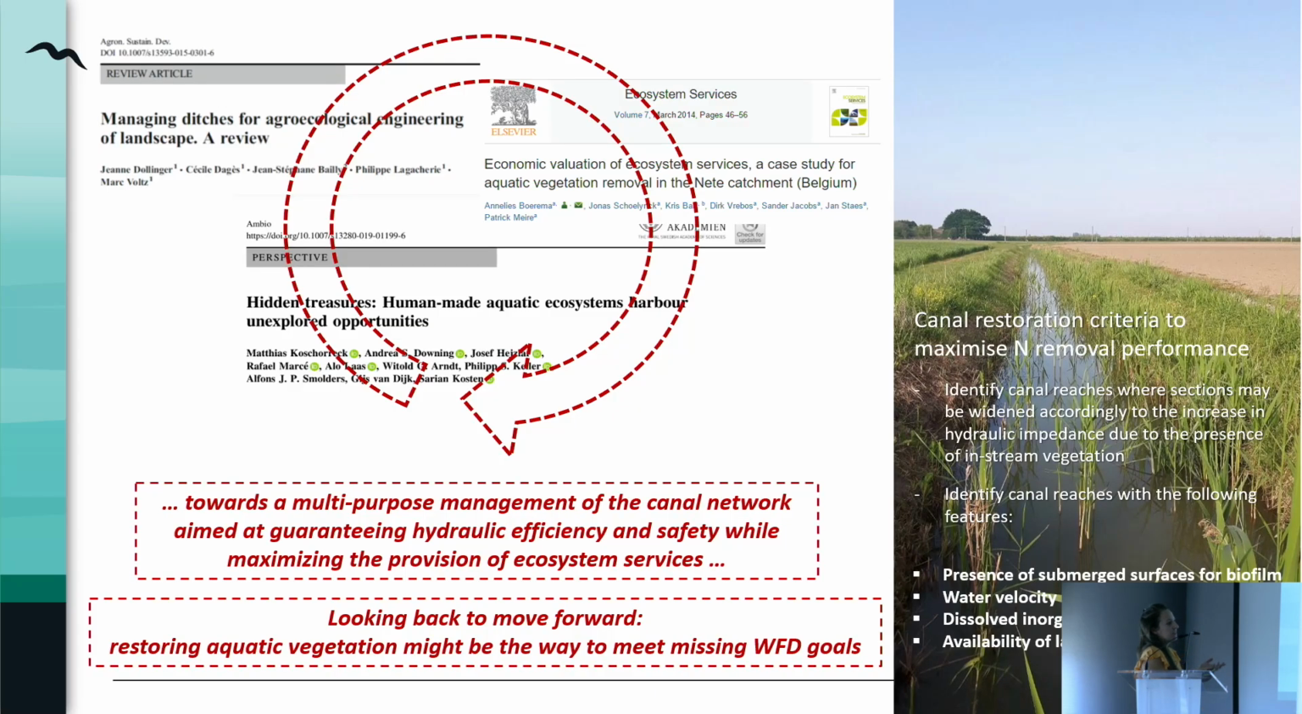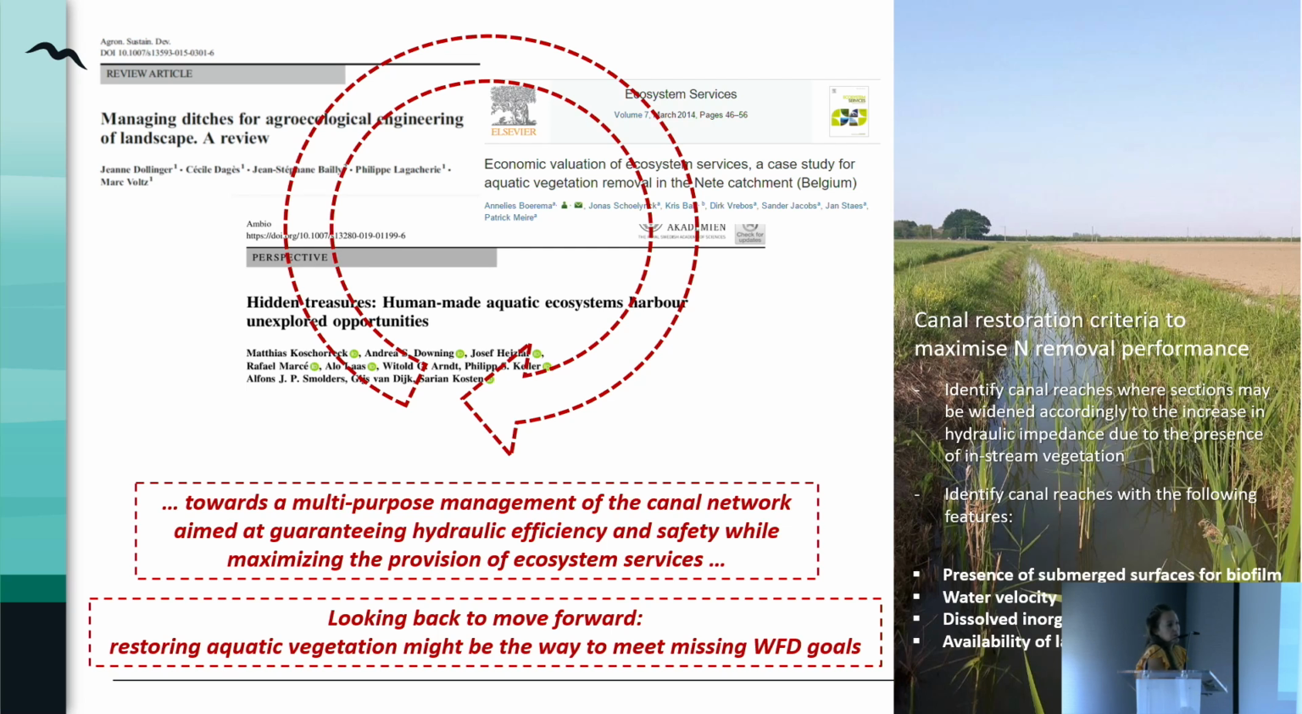And what is the next step? The next step, the challenge, is to try to move towards a multi-purpose management of the canal network, aiming at both guaranteeing the hydraulic efficiency, but also trying to maximize the ecosystem services these ecosystem types can provide.